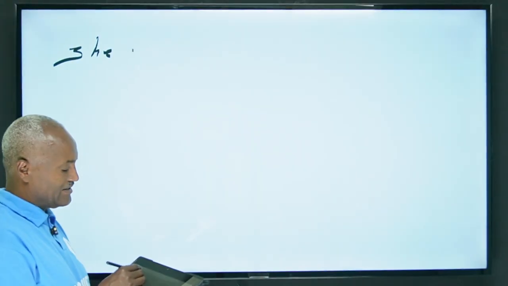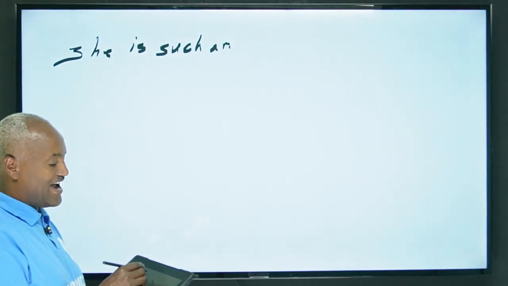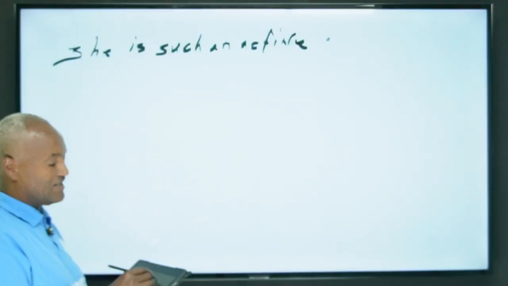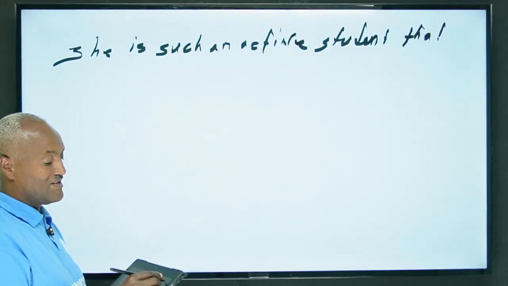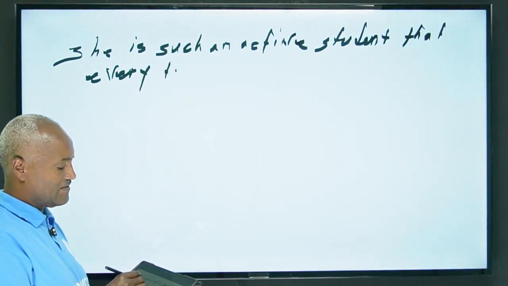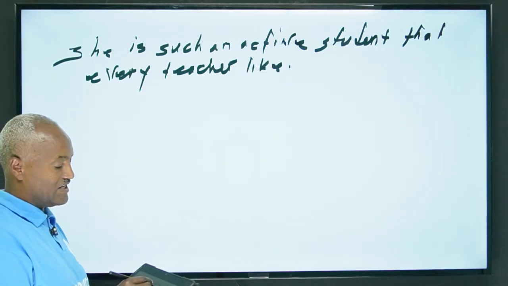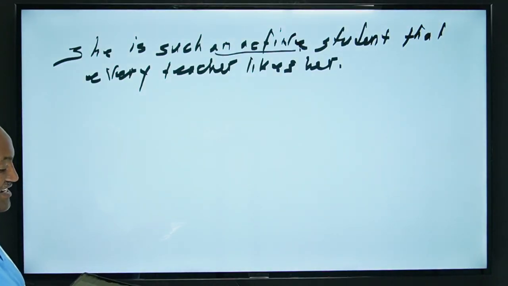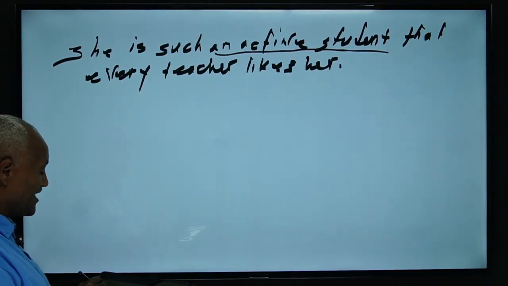She is such an active student that every teacher likes her. For instance, we can say like this. Such an active student, that means. But here we can rewrite that, okay, like this.